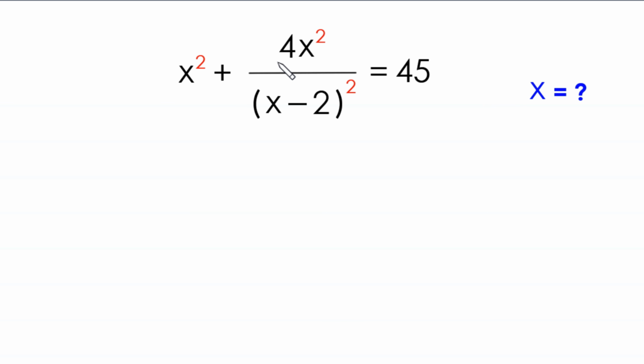x squared plus 4x squared divided by (x minus 2) whole squared is equal to 45. Our job is to find all possible values of x.